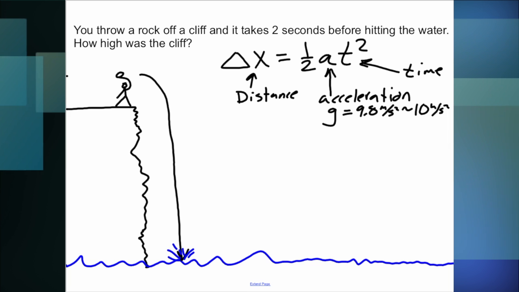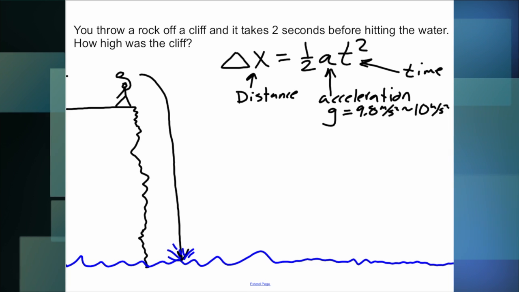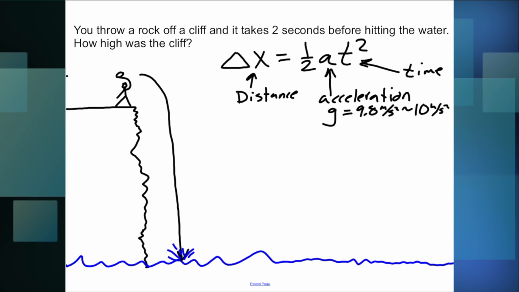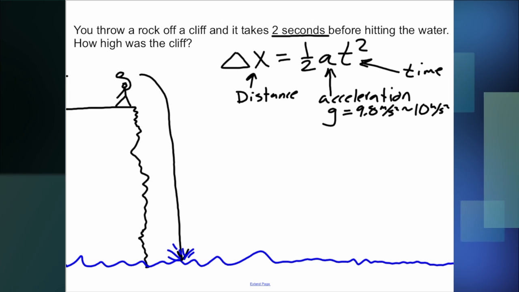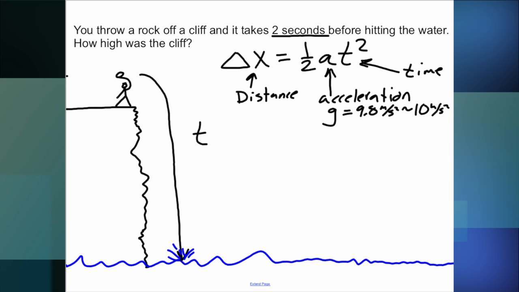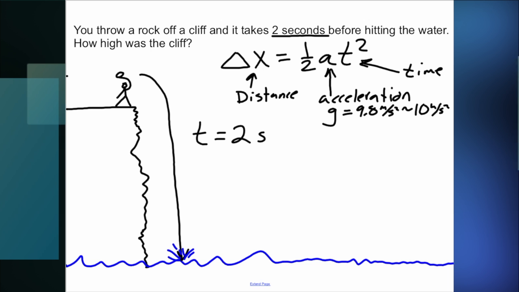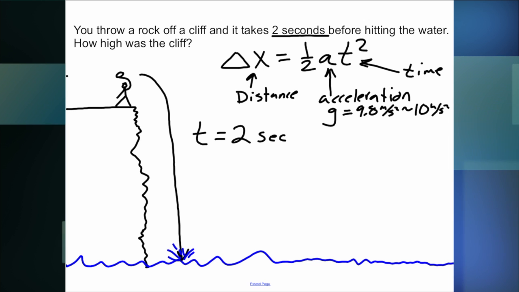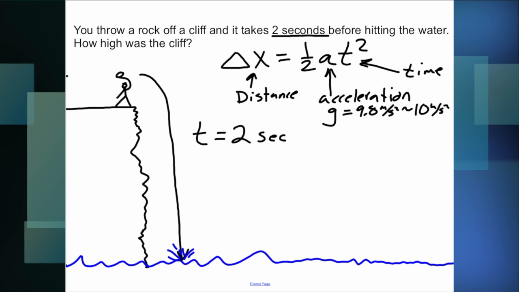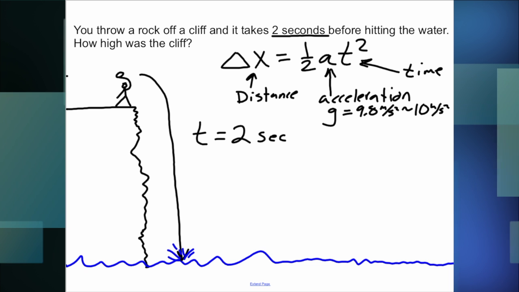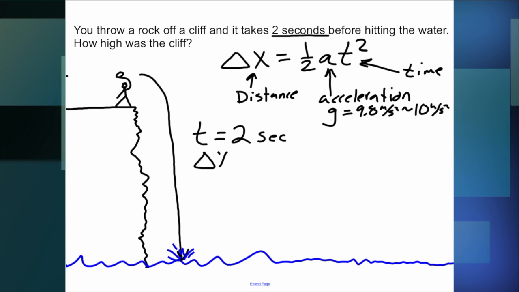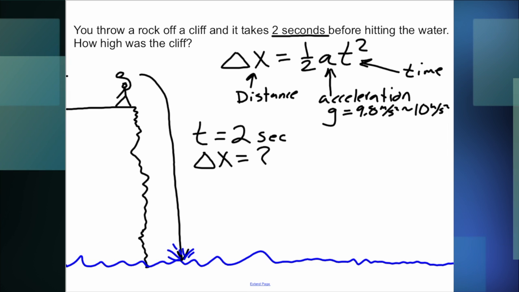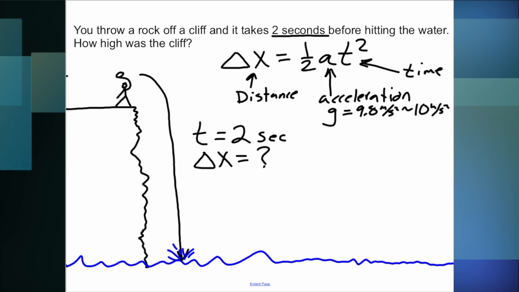All right, so if you look at the question, we have you throw a rock off a cliff and it takes 2 seconds. 2 seconds there, that is time. So I'm just writing down what we're given in the problem here. T equals 2 seconds. And now it hits the water. How high was the cliff? How high? That's a distance. So that's going to be our delta x. And we don't know what that is, so I'm just going to put a question mark.